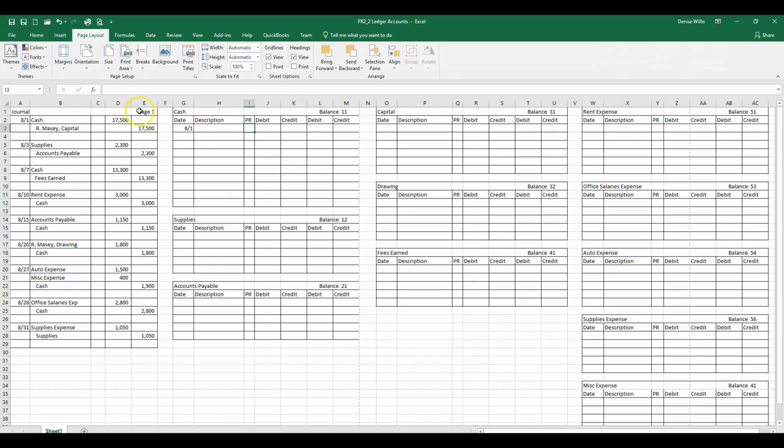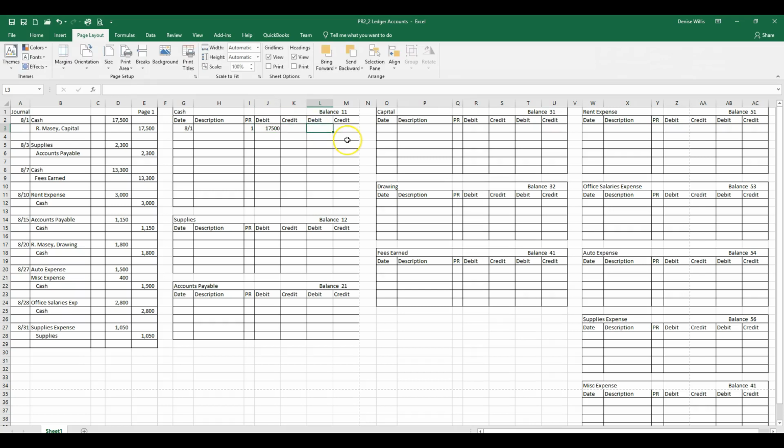Okay? Now, posting reference. Every one of these comes from page 1, so we're going to put a 1 here to show it came from General Journal, page 1. And these first 2 columns right here match the transaction exactly. There's nothing here calling them transaction columns, but that's what they are. So if your transaction has a $17,500 debit, then you're going to put a $17,500 debit here in that transaction column.